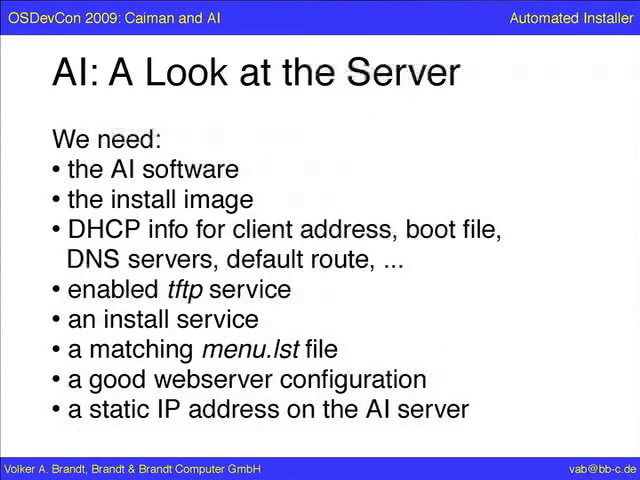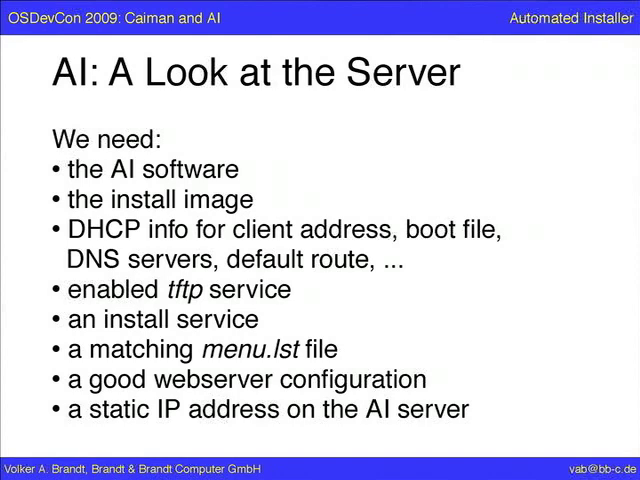Let's have a look at the server. What do we need to set up an AI server? Well, of course, we need the software. We need some sort of install image. We need DHCP info. We actually need to know what the client should have for an IP address, where the default gateway is, et cetera, et cetera.